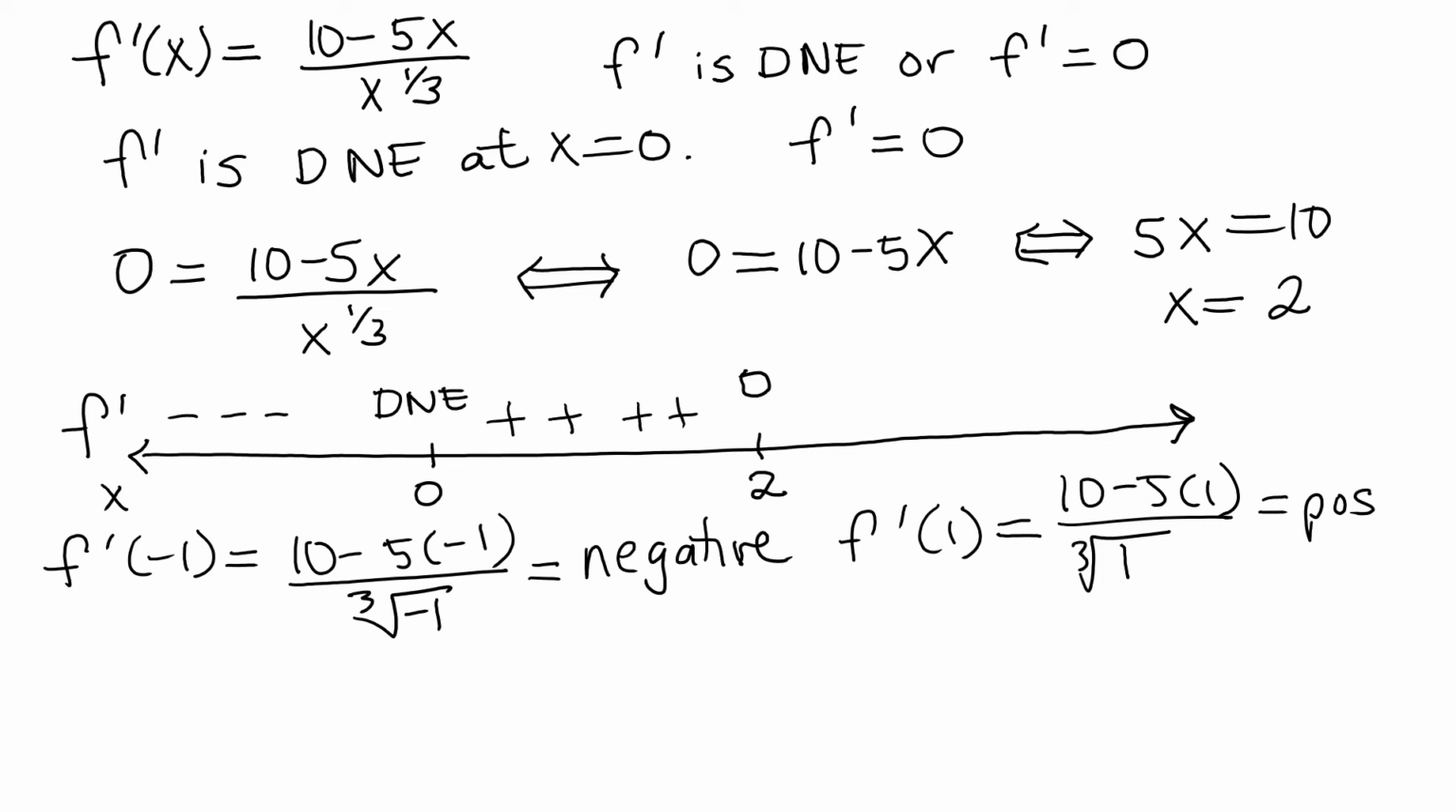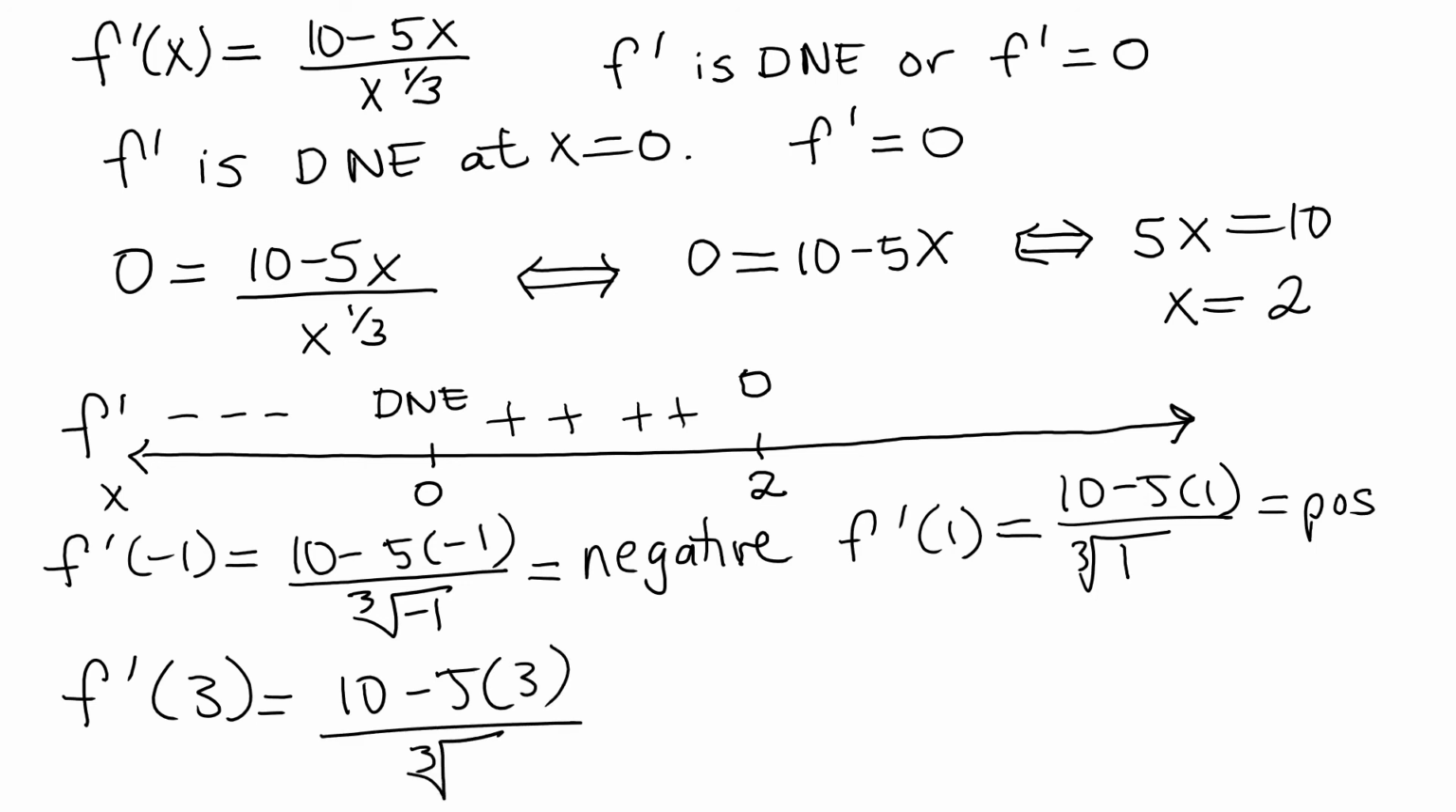Do this one more time. So we need to evaluate the derivative for the sign in the third region. So let's do this. A number to the right of 2 might be 3. That'll work. Then you got 10 minus 5 times 3 divided by the cube root of 3. Well, the denominator is positive. It'll be a small number. But the numerator, 10 minus 15, that's negative. So the region to the right of 2, the derivative would be negative.